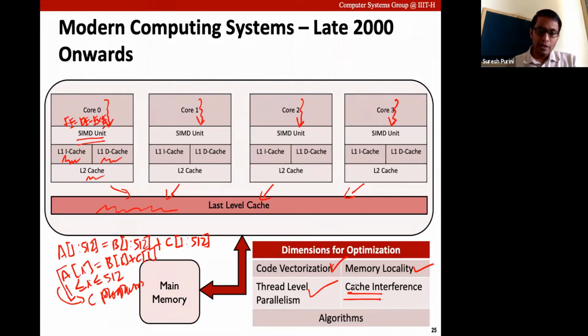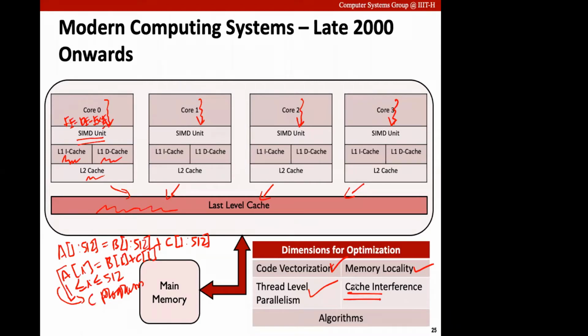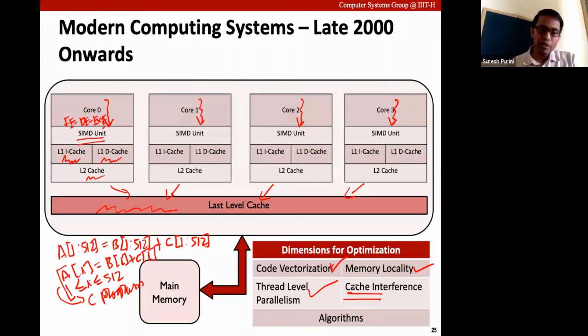So the point I'm trying to make is the architectures are becoming more and more complex, and we are still writing C programs, we are still writing C++ programs, and the compiler has to put in a lot of effort to see that the program that you have written in C or C++ maps nicely into these underlying complex architectures.